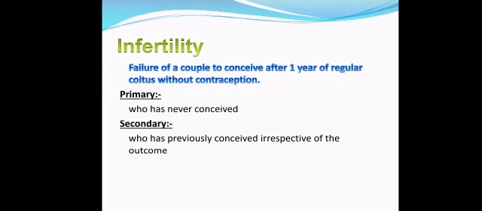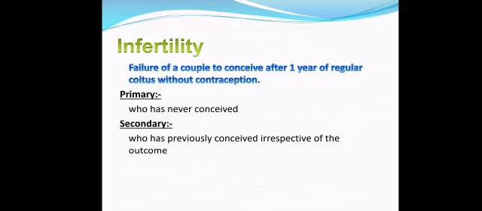Now, starting with the definition, infertility is defined as failure of a couple to conceive after 1 year of regular coitus without contraception. You can see in this definition it has two parts. One is the duration of 1 year and second is coitus without contraception. So the couple who are living for 1 year together and having regular coitus without contraception are candidates of infertility.